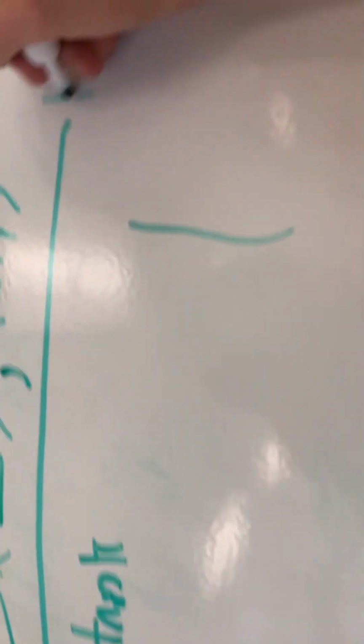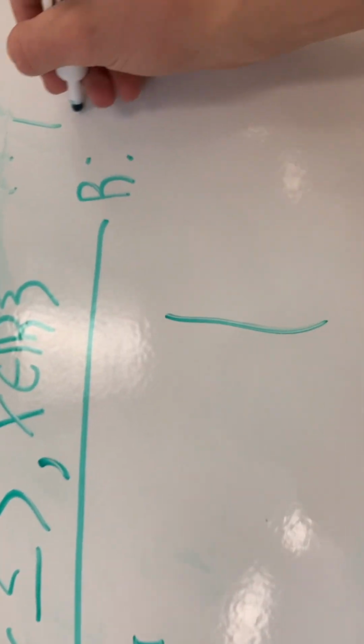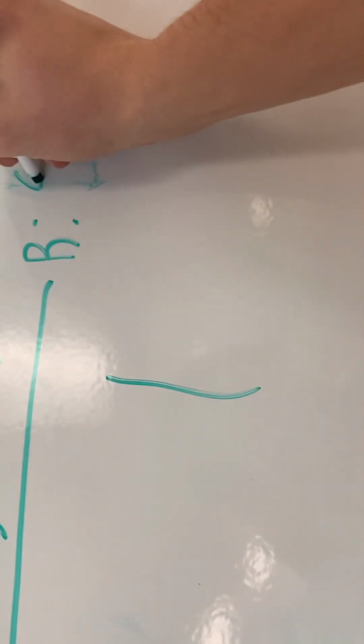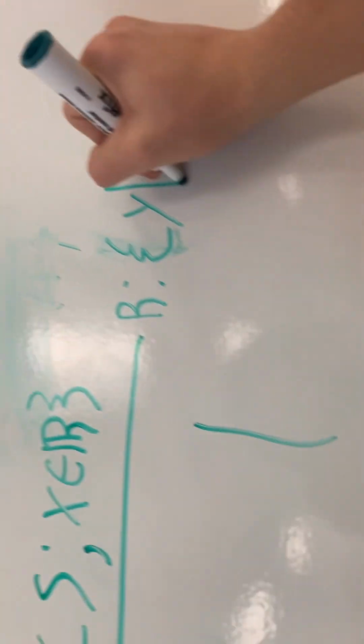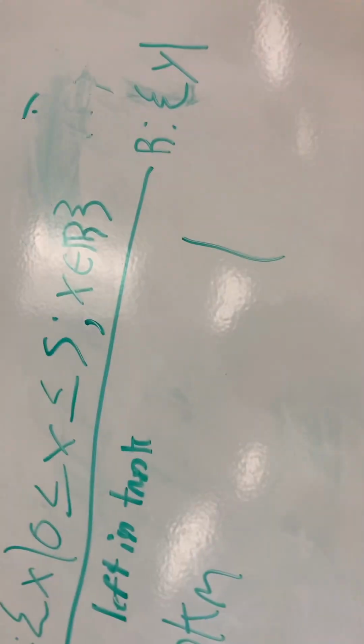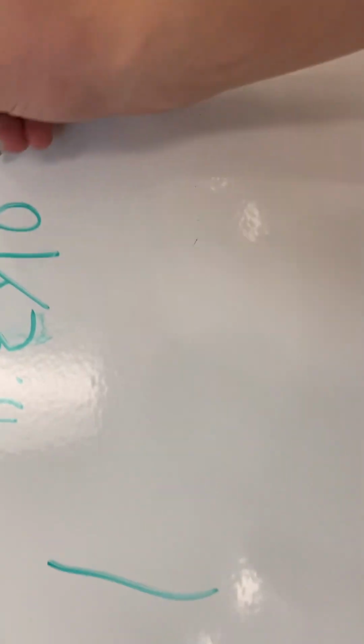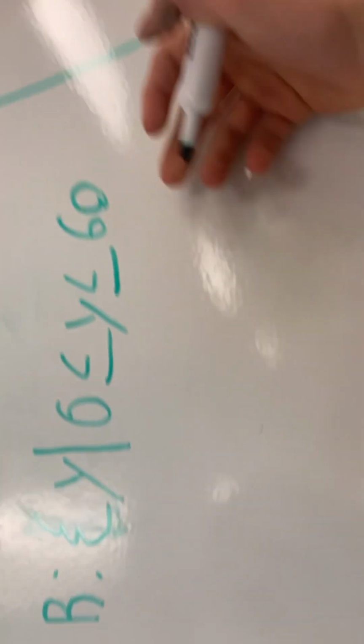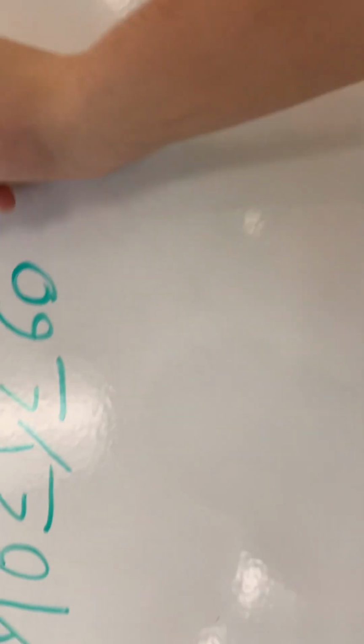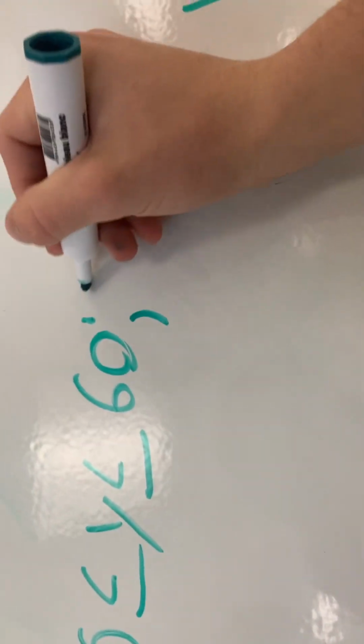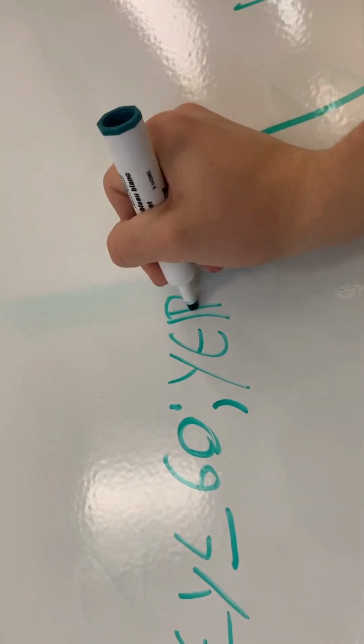Now we're going to go to range. The farthest down Y goes is 0, so Y is greater than or equal to 0. And the highest up it goes is 60, so 60 is greater than or equal to Y. And then Y is an element of the reals, close bracket.